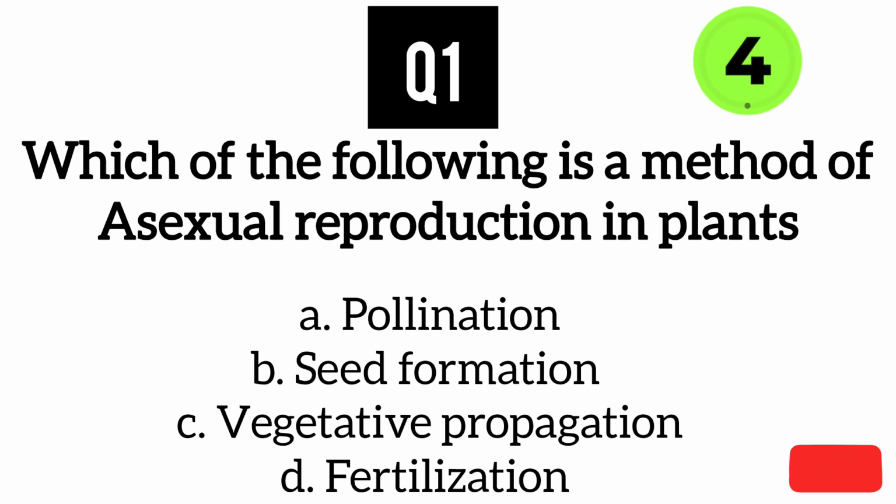A. Pollination, B. Seed formation, C. Vegetative propagation, D. Fertilization. So the correct answer is vegetative propagation. Vegetative propagation is a type of asexual reproduction. It does not involve seed or gamete fusion.